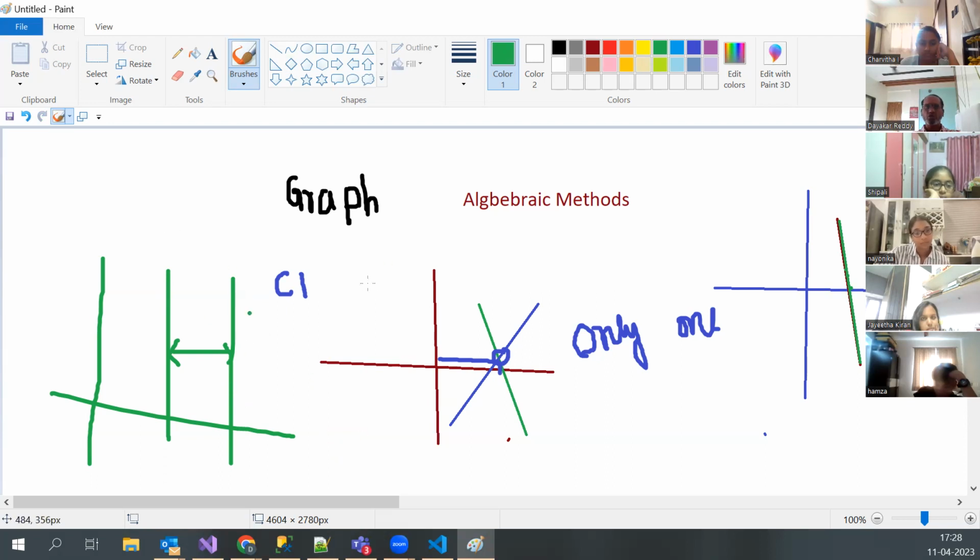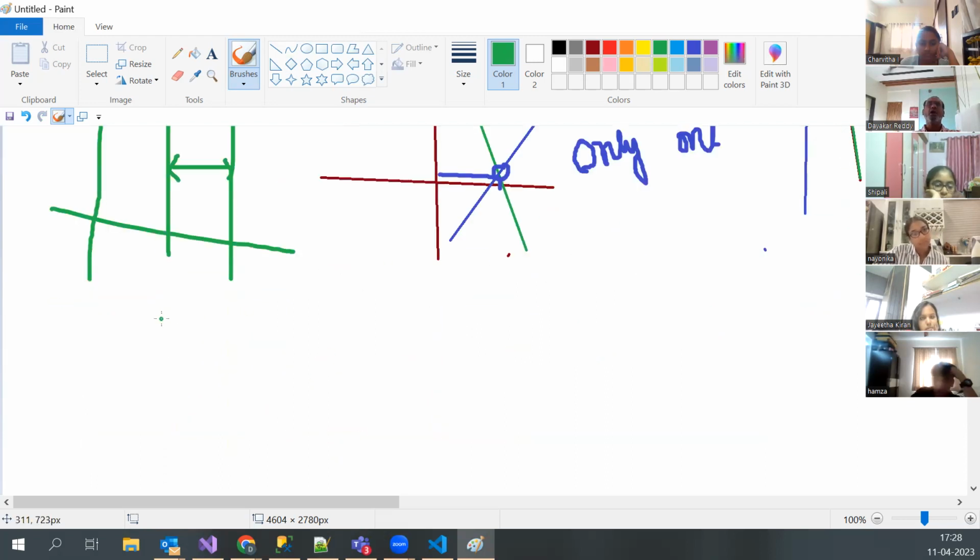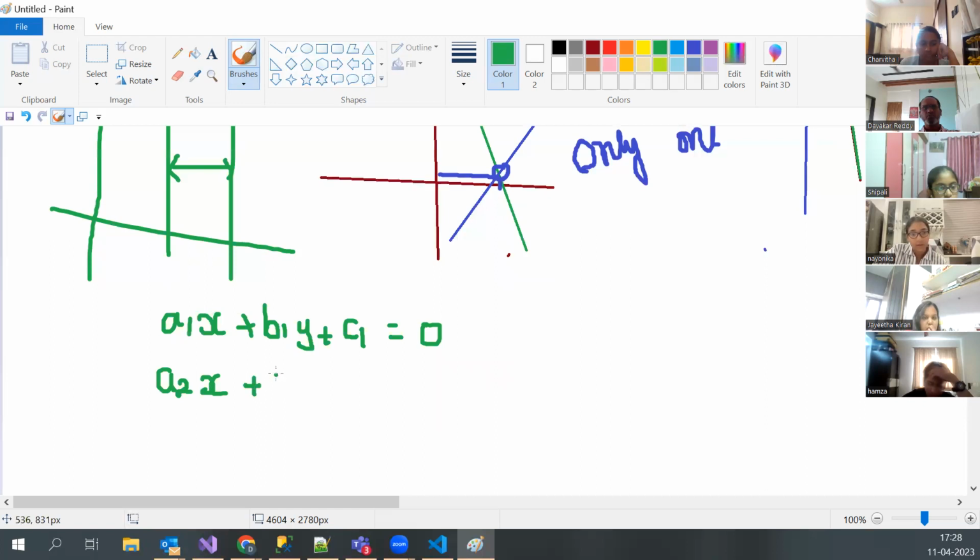Now, how do I find out, without drawing the graph, which case it is? It's simple. What is the general form of a pair of linear equations? A1x plus B1y plus C1 equal to 0. This is my first equation. And what is my second equation? A2x plus B2y plus C2 equal to 0.